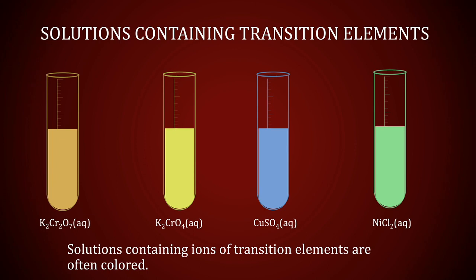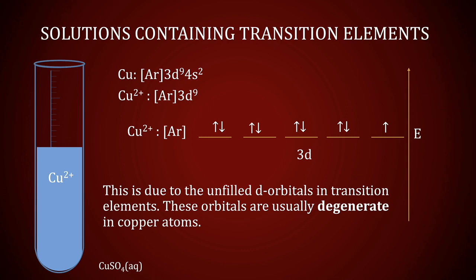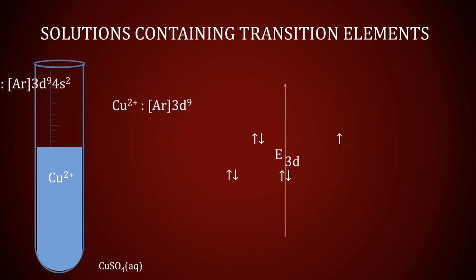Solutions containing transition metals are often colored. This is because of the presence of unfilled d orbitals in the atoms or ions. Copper 2+ ions are usually blue in aqueous solutions. These unfilled d orbitals are usually degenerate, or of equal energy, in copper ions alone.